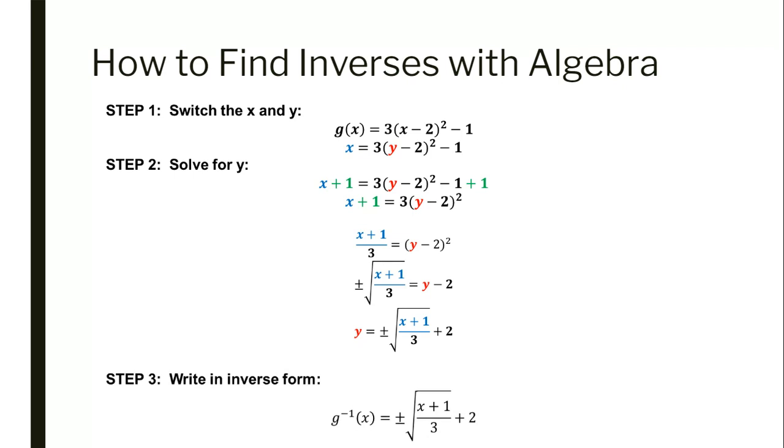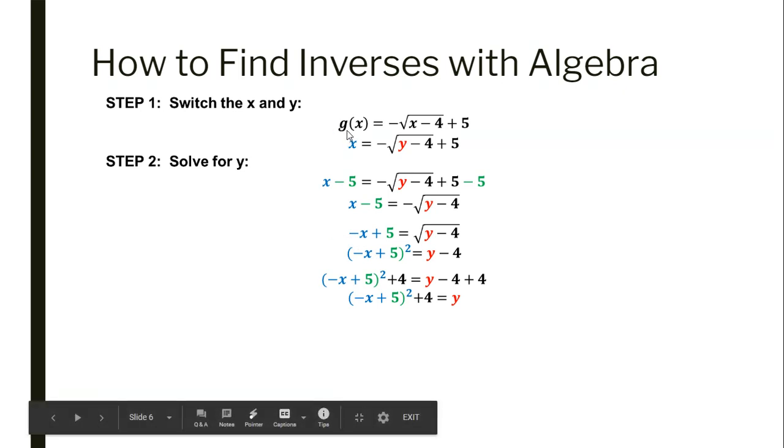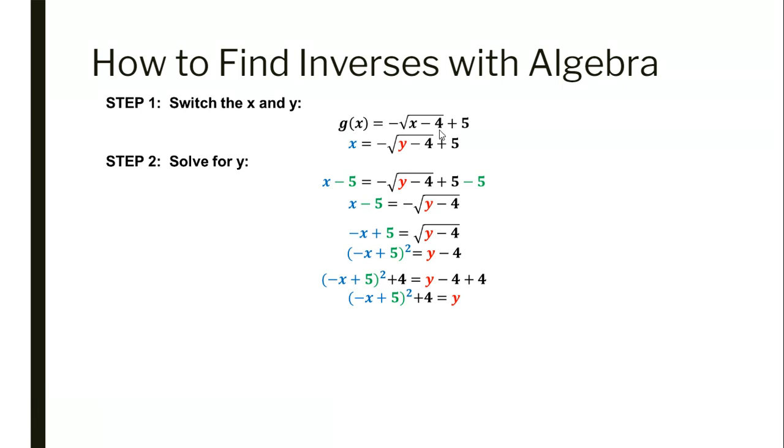And last, we write that in inverse form. Now, this one, I got my animation a little bit mixed up. So let's start up here. We have g of x is equal to negative square root of x minus 4 plus 5. So this time, we started with a square root function, which means the opposite of square root, you get rid of that by squaring. Our inverse is going to be something squared. We should be looking for that.